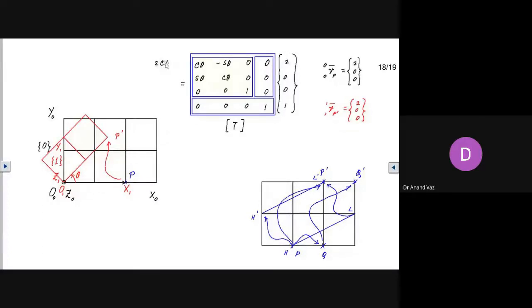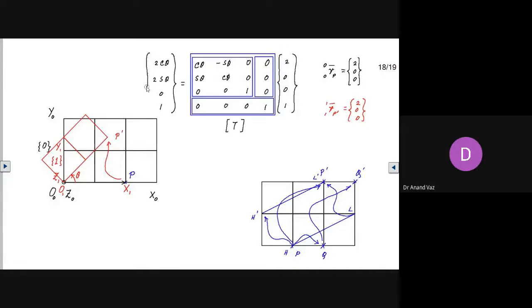Here you get 2 sine theta, plus 0 plus 0 plus 0. Here you have 0 plus 0 plus 0 plus 0. So this is 0, as expected for the z component. And here you will have 1. So this is the location of the point P.